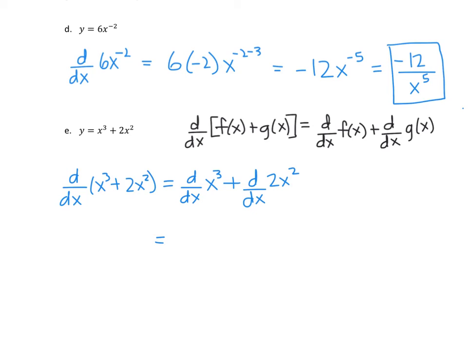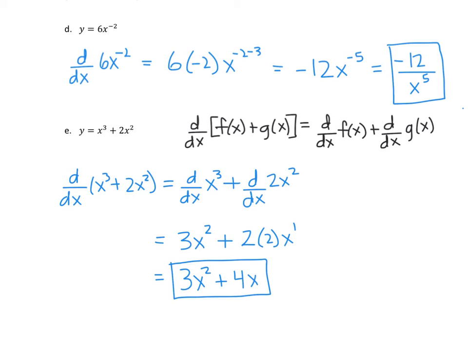The derivative of x cubed: bring the exponent out in front and make it a coefficient, and then we subtract 1 from the exponent to make it a 2, using the power rule. Moving on, take the derivative of 2x squared. The constant, we can pull out front and carry along with us. Next, we bring the exponent out in front using the power rule, and then subtract 1 from the exponent. Simplifying this, we have 3x squared plus 4x, and that is our derivative of x cubed plus 2x squared. So here we were using the sum difference rule and also the power rule.